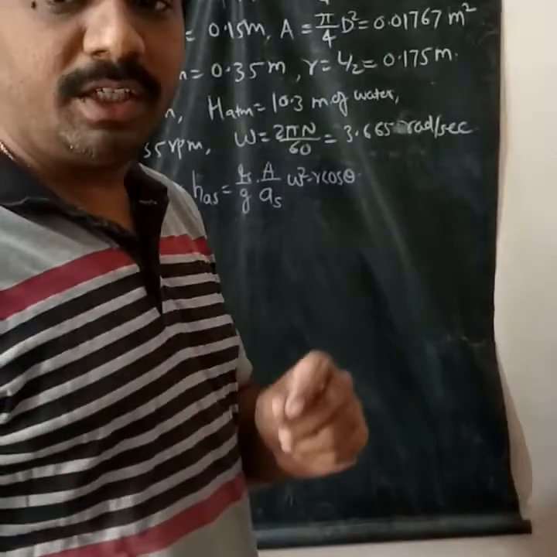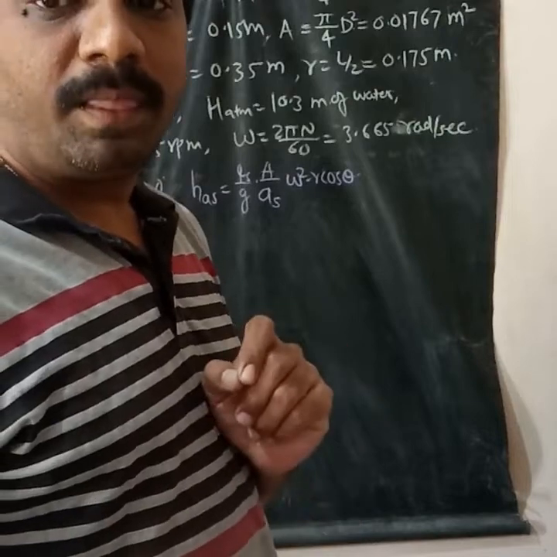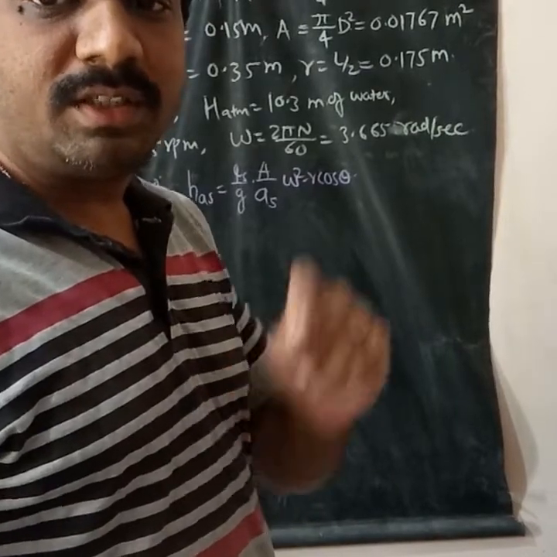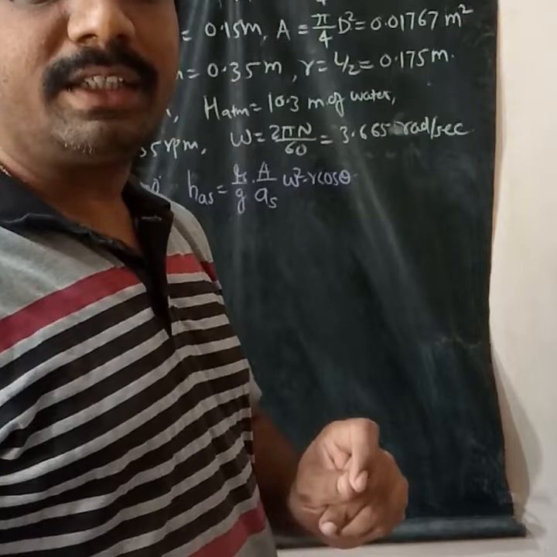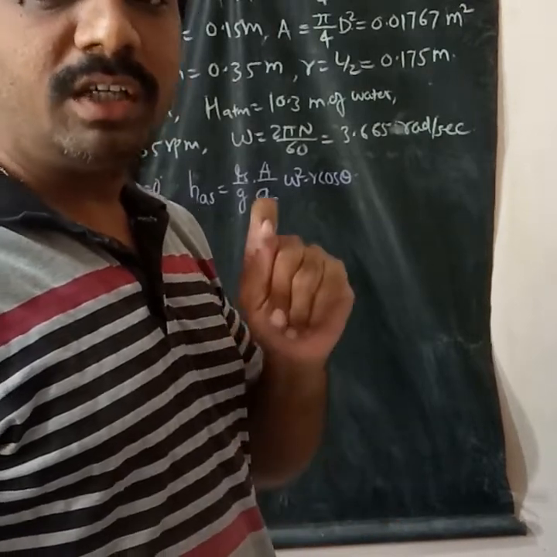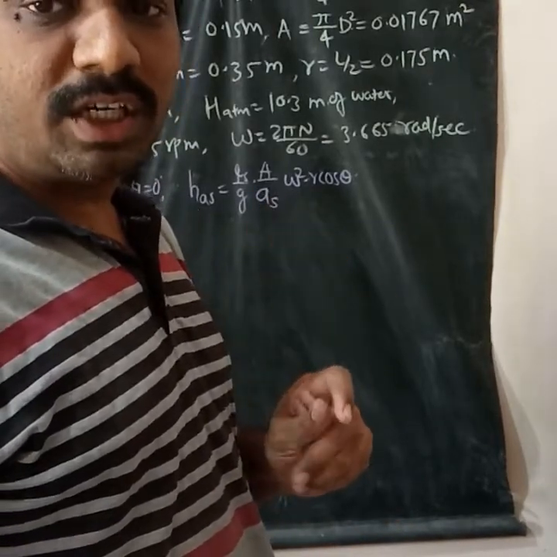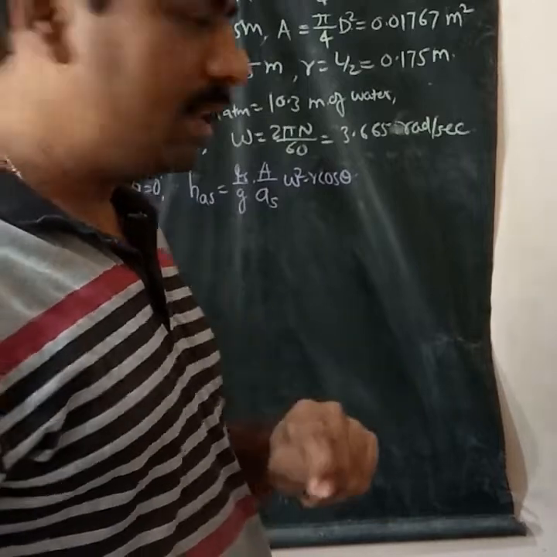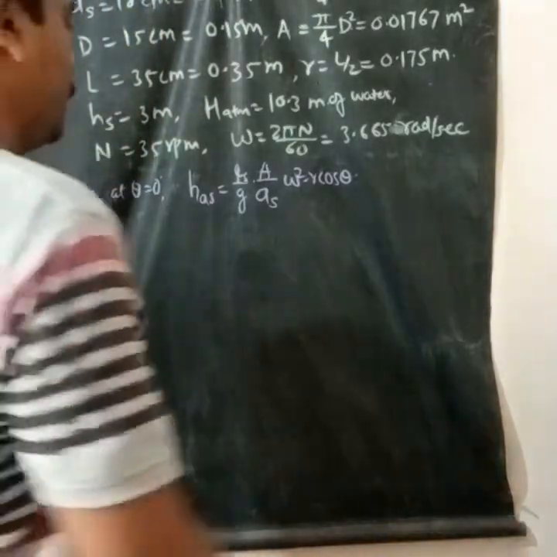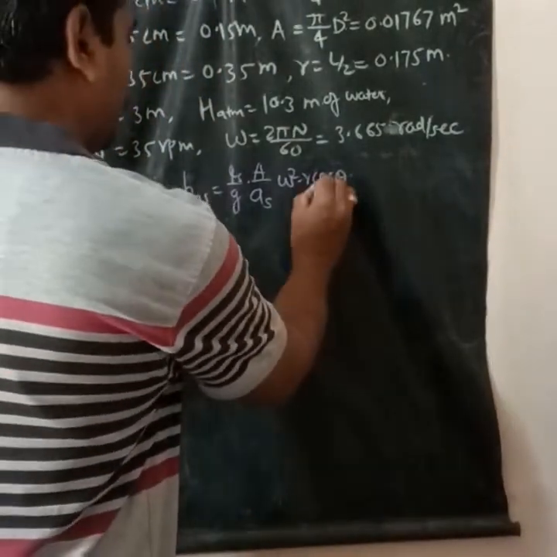This is representing the expression for the HAS, that is the pressure head due to acceleration at the suction side and at the beginning of the suction side, that will be theta equals 0. So for theta equals 0, cos becomes 1.